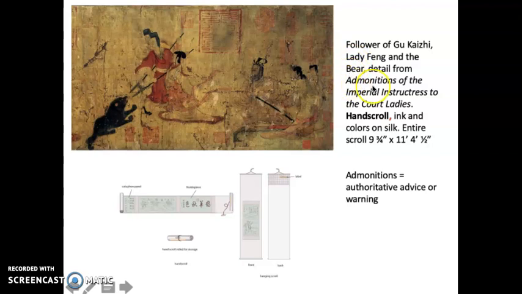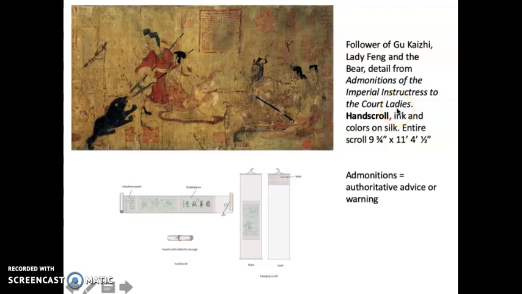Here, the full title is actually in italics. That's what you normally do with titles of artworks. The reason Lady Fang and the Bear is not in italics is because that refers to what's happening in this scene, which is part of a bigger whole. The entire work, that bigger whole, is called Admonitions of the Imperial Instructress to the Court Ladies.